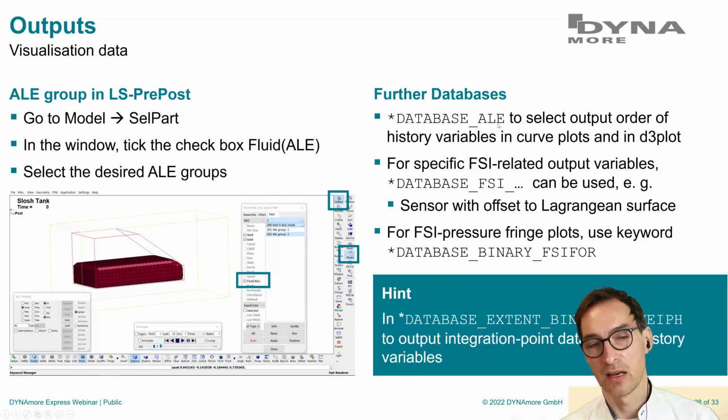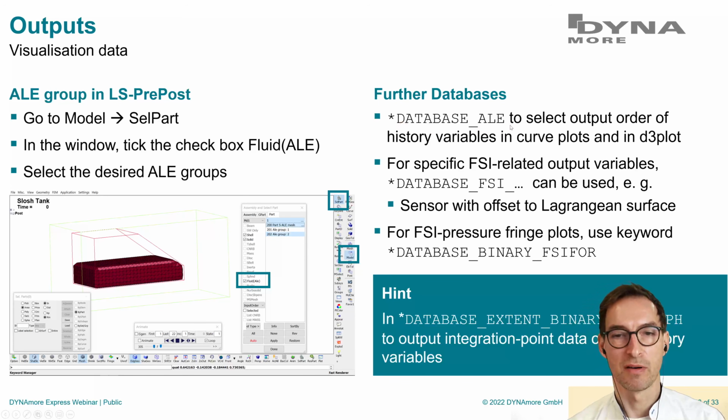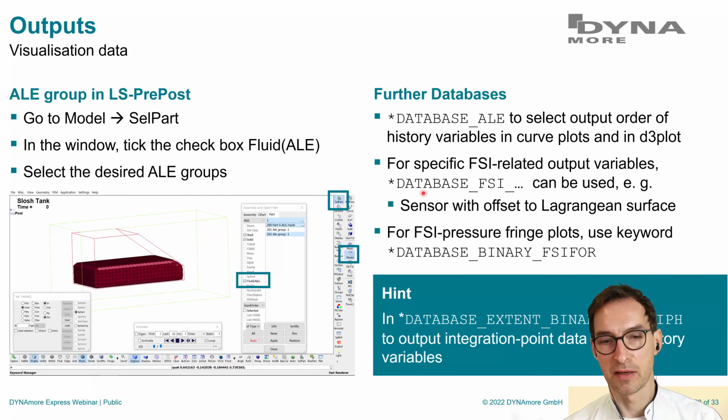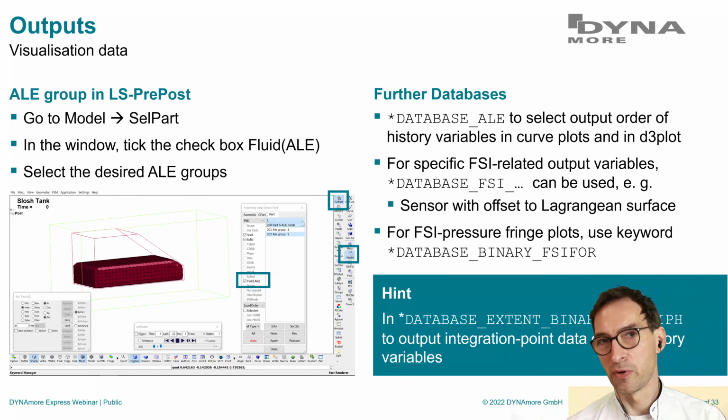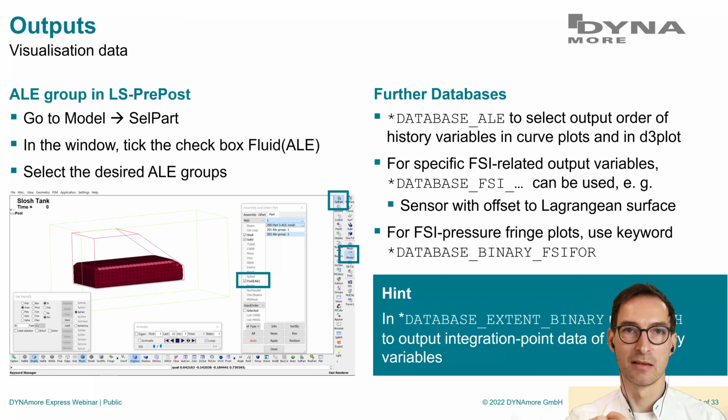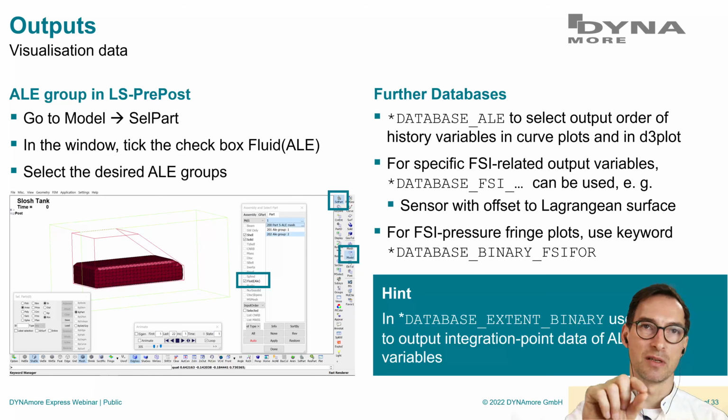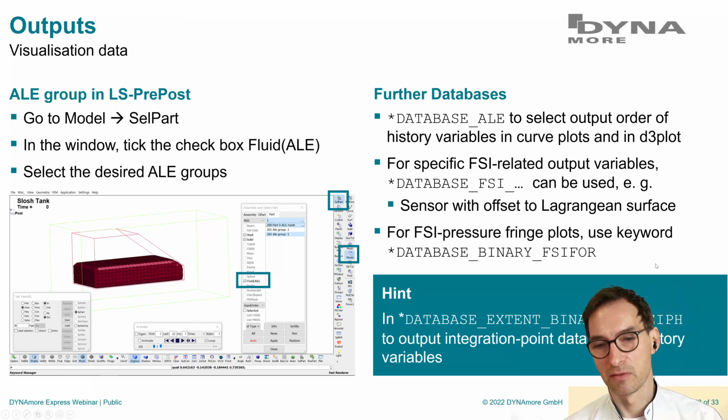Okay, and then a couple of other databases. Again, I don't want to go into details, but there are database ALE keywords to modify the output order of history variables. If you have fluid structure interaction, you probably want to know what the pressure is close to the surface. Then you can define so-called sensors. These can also be defined with an offset to the Lagrangian structure, and then you get, for instance, the pressure. You can measure whatever velocities inside of your ALE domain, but relative to your moving Lagrangian structure. This is pretty helpful for measuring pressures, for instance.